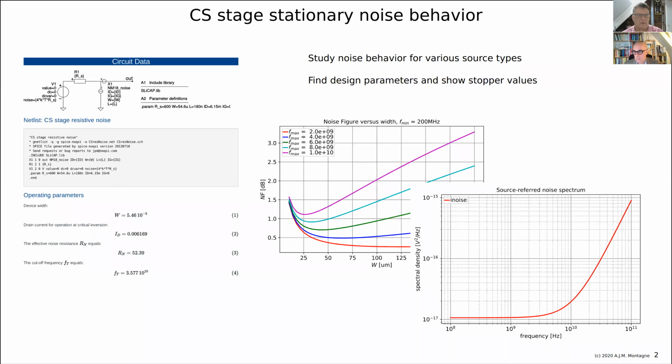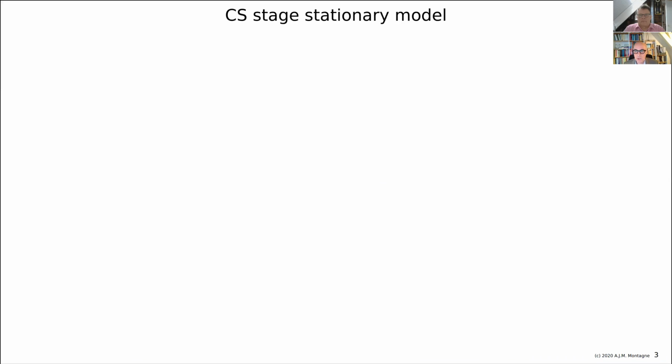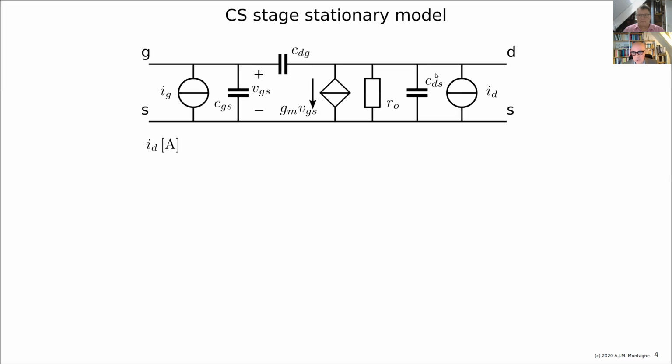So this is the announcement that we used when we did the introduction of the complete program. We will study the noise behavior of the intrinsic CS stage, so the noise behavior without source and load connected, and then we will study optimization for different source types. Let's start with the intrinsic CS stage, the stationary noise model for such a stage.